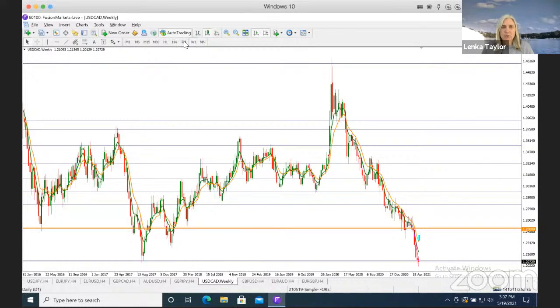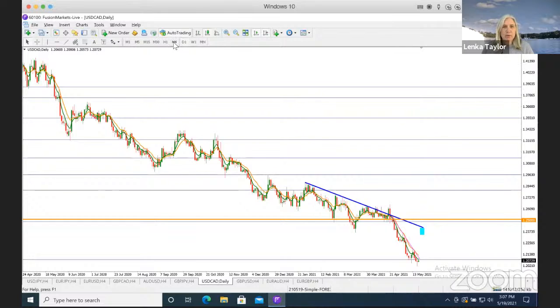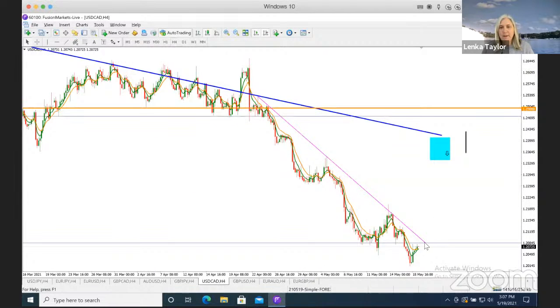before taking the short. So on the 4-hourly, that would be a pullback up to this level here. That's what I would like to see. Not sure if that's going to happen. It might just keep going and reverse again down here. We shall see. But in terms of my entry, I would like a bigger pullback.